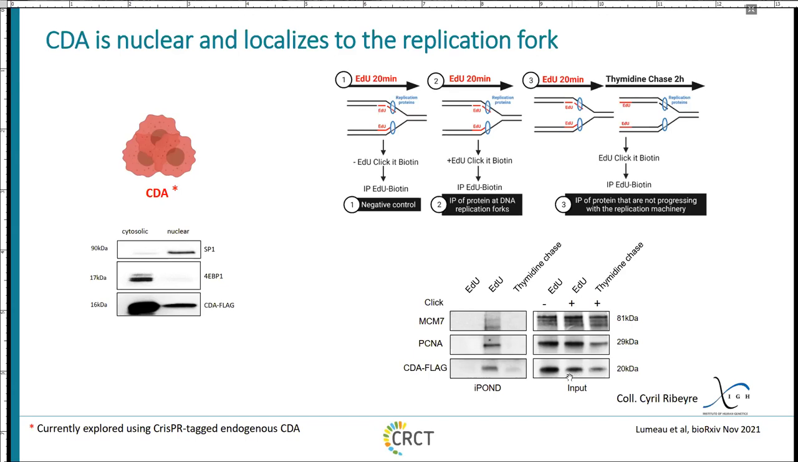That means that the protein CDA is adhering at some point or located to the replication fork, and this was done with Cyril Ribert in Montpellier. When we used a thymidine chase to make the replication fork progress, we lost the signal for CDA, showing that the protein is not stuck like a histone, let's say, on the DNA, but it's progressing with the replication fork. So this is very interesting and something quite remarkable for a protein that is supposed to be mainly cytosolic. All right, so next slide, please.